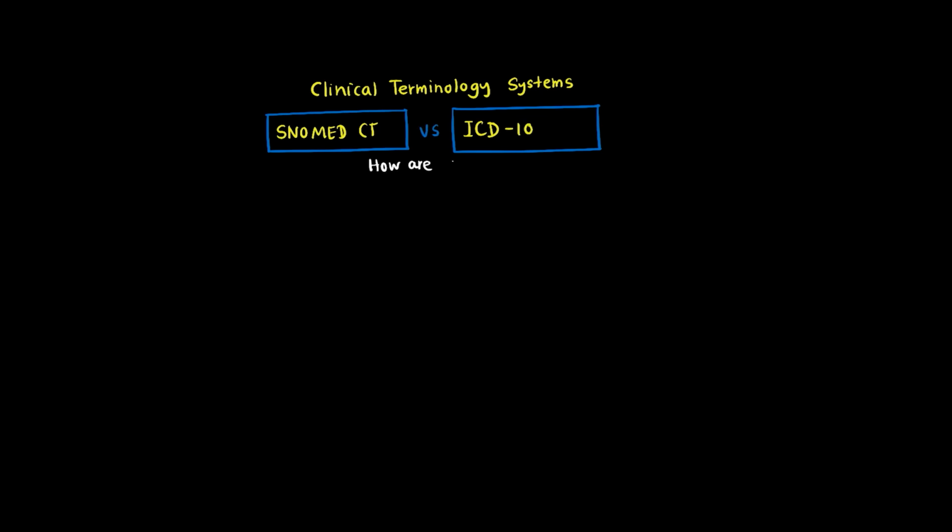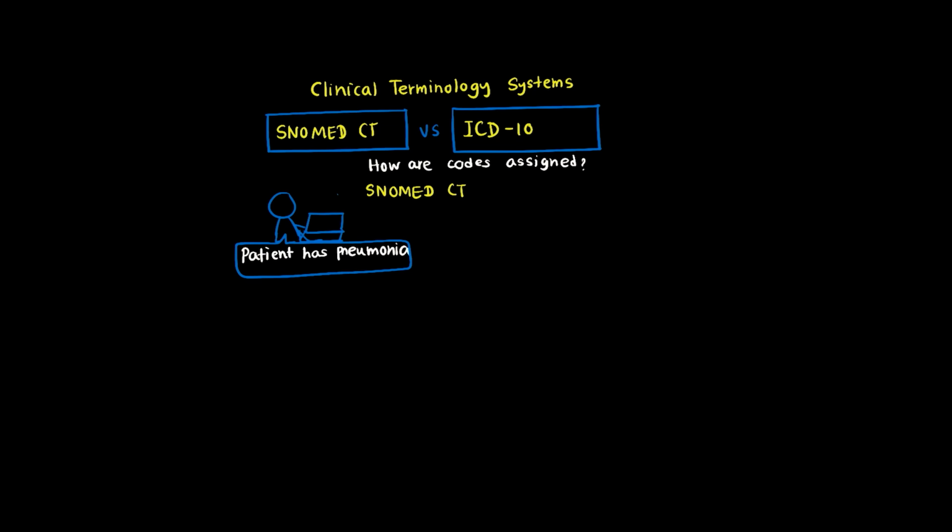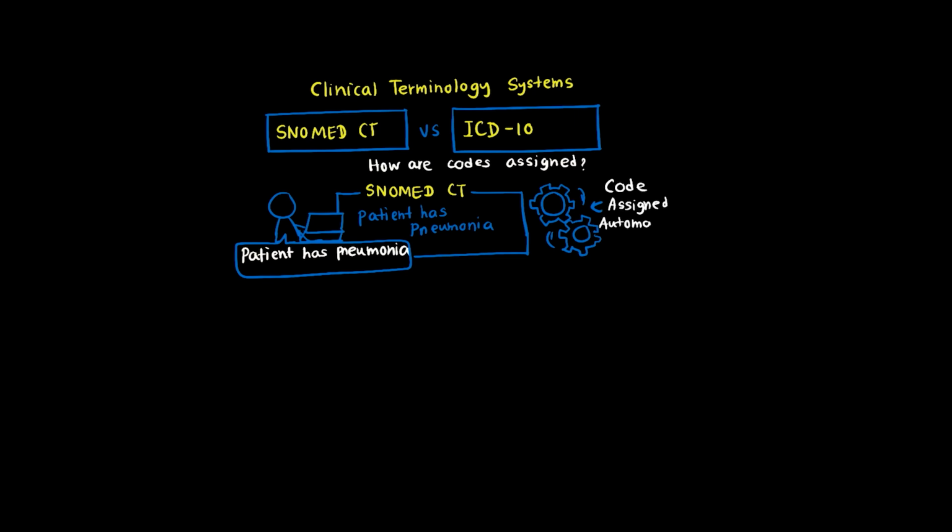The key distinction is in how codes are assigned. C790 CT uses automated encoding through natural language processing and sophisticated algorithms. When a clinician types a clinical finding into the EHR, the system automatically assigns the appropriate C790 code in the background without the clinician ever seeing it. The clinician just documents in plain language, and C790 does its work behind the scenes.